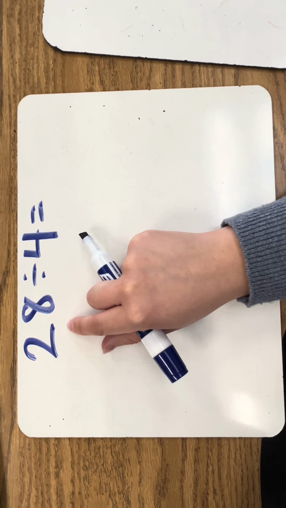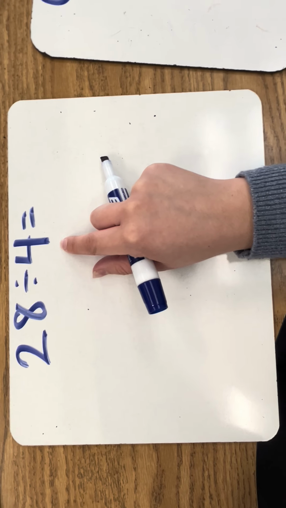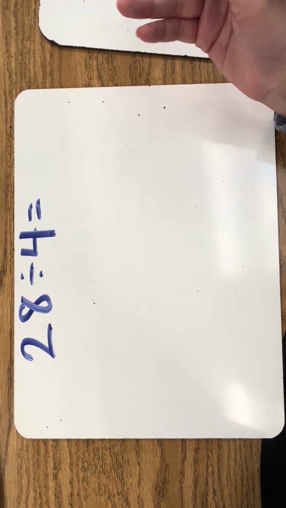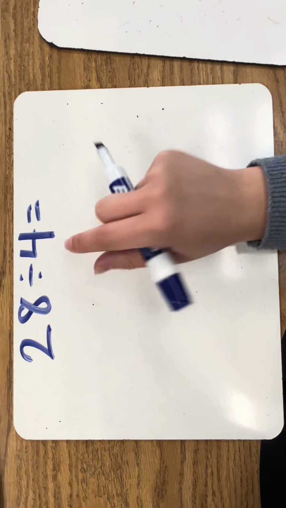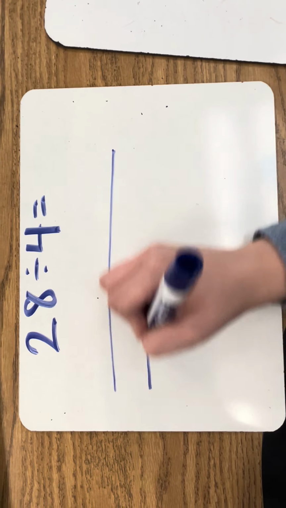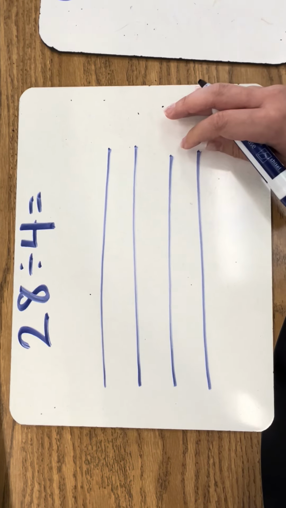That means we have 28 of something and we're dividing it into 4 equal groups. This could also be putting 4 in each group, but since it's an equation, we don't know the situation, and I'm just going to say 4 groups. So I'm going to go ahead and start drawing my 4 groups. Group 1, Group 2, Group 3, and Group 4.